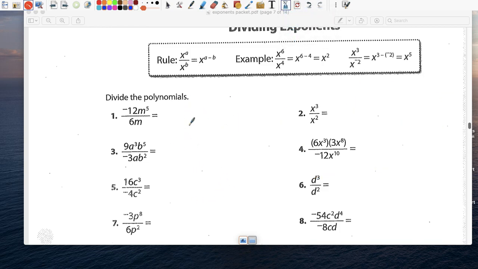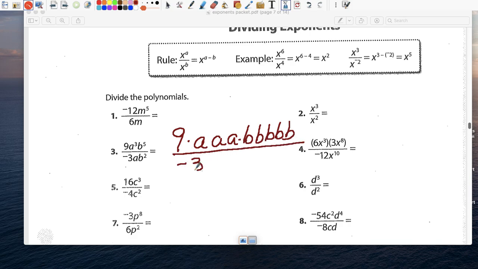Okay, so again, just in the beginning, the first couple of problems, I will expand it. So we have 9 times a cubed, which is a times a times a, times 5 b's, 1, 2, 3, 4, 5. At the bottom, we have negative 3, 1 a, and 2 b's. Let's simplify what we can. Let's take care of the coefficients, which is the 9 and the negative 3. So 9 over negative 3 is negative 3.